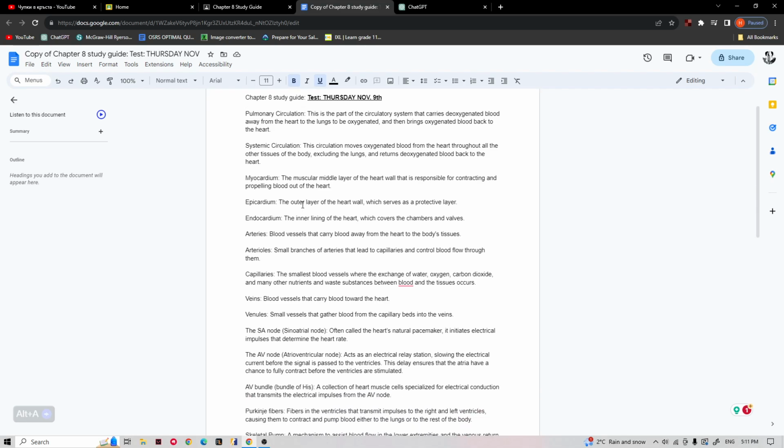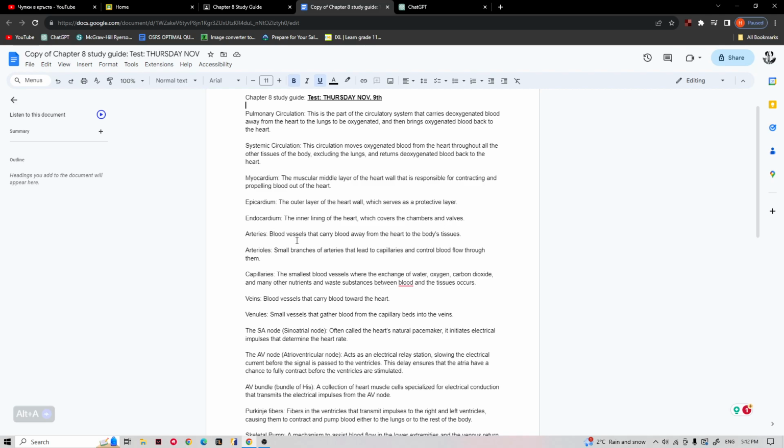Number three, myocardium. The muscular middle layer of the heart wall. This is responsible for contracting and propelling blood out of the heart. Number four, epicardium. The outer layer of the heart wall, which serves as a protective layer. Number five, endocardium, the inner lining of the heart, which covers the chambers and valves.